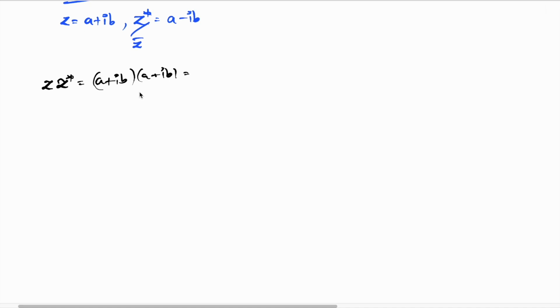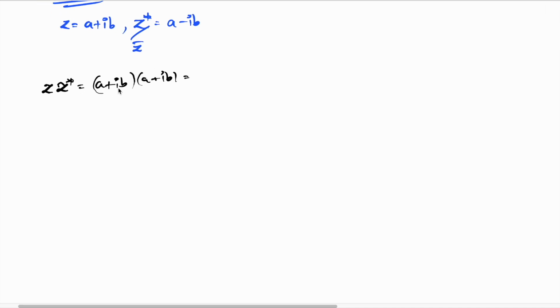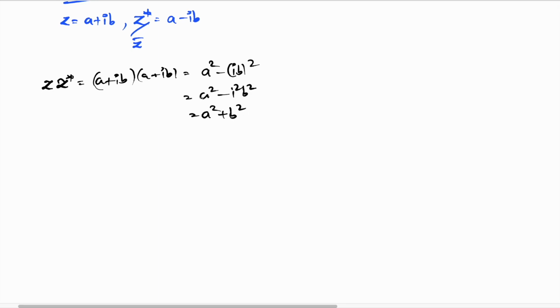So I'll directly make use of the identity that (a plus b) into (a minus b) is a squared minus b squared. So this becomes a squared minus (ib) the whole squared, giving me a squared minus i squared b squared, which is a squared plus b squared. Now the result is actually straightforward, but there's one very important thing to note here.